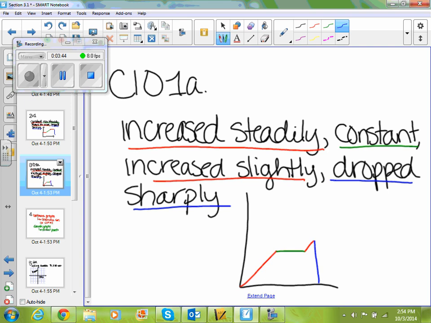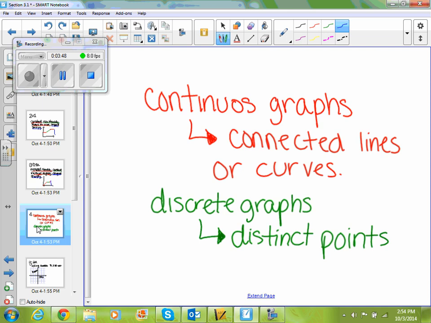Okay, so we just looked at types of graphs. Also, we're going to look today at discrete graphs.